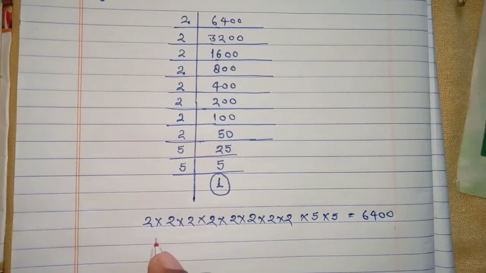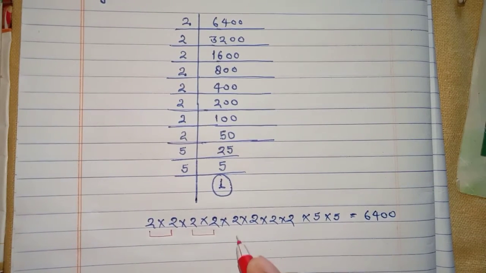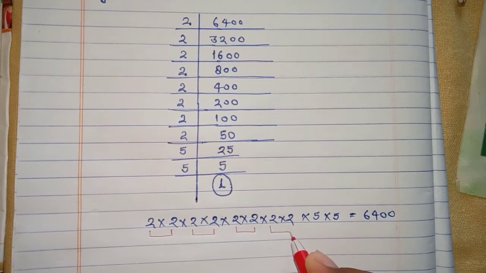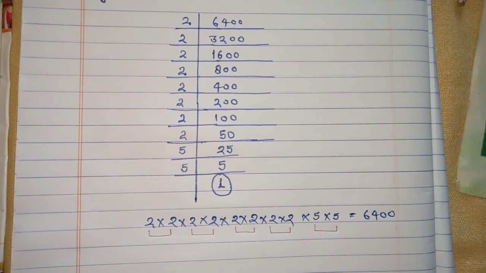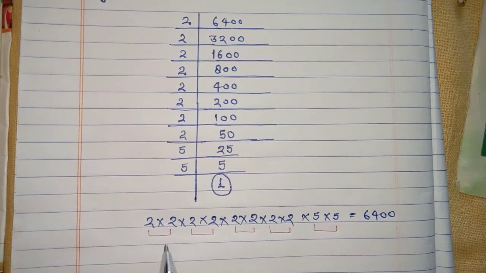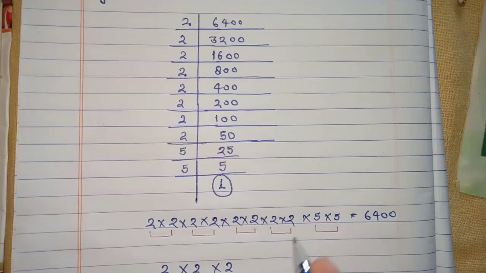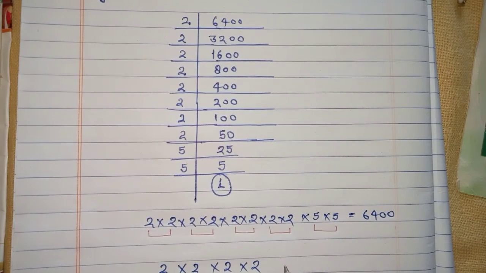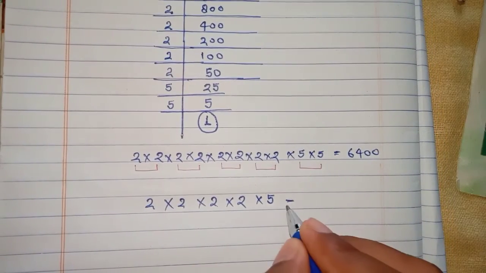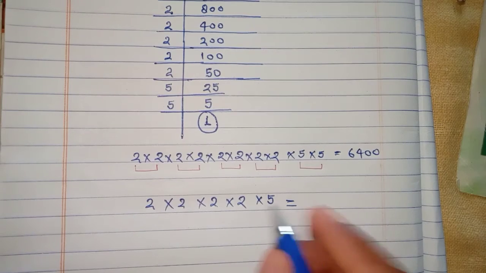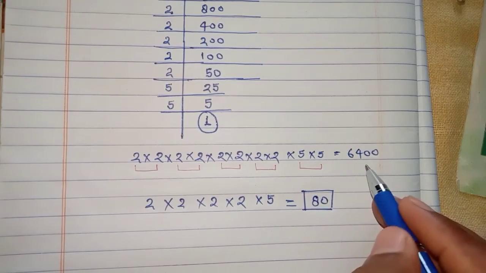Now the next step comes. You have to find pairs of the numbers. 2 and 2 make one pair, 2 and 2 make a second pair, 2 and 2 make a third pair, 2 and 2 make a fourth pair, and here we have 5 and 5 for the fifth pair. Now students, take one number from each pair. It is 2, again 2, 2 and 2, and from this pair take 5. Multiply these numbers. 2 times 2 is 4, 4 times 2 is 8, 8 times 2 is 16, and 16 times 5 is 80. 80 is the square root of 6400.